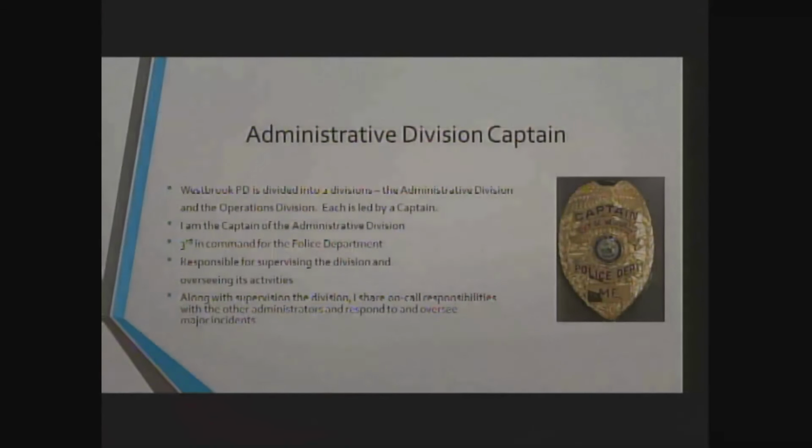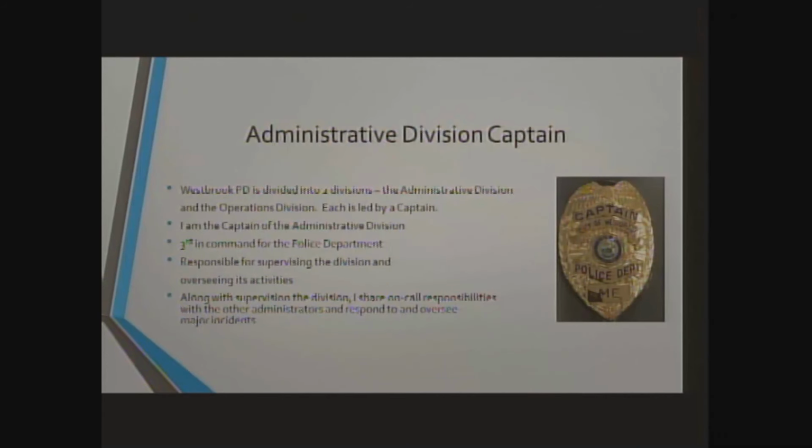So as you might know, the police department is divided into two parts. We have the operations division and the administrative division. Captain Lally is in charge of the operations division, and he presented a couple weeks ago, I believe, to the council. And I'm in charge of the administrative division. Third in command of the police department, I'm responsible for supervising the division and its activities.